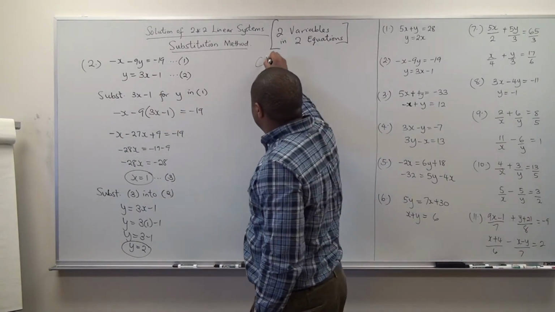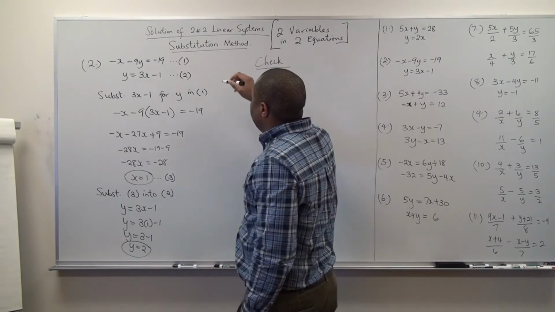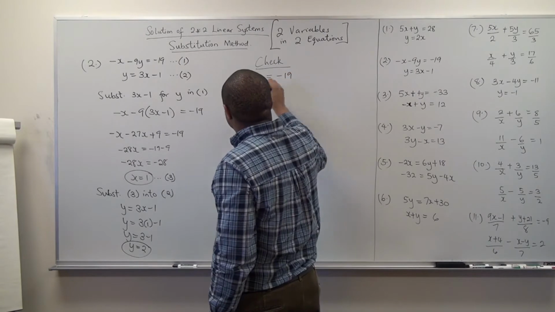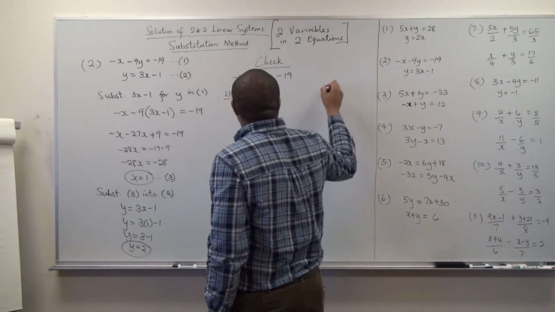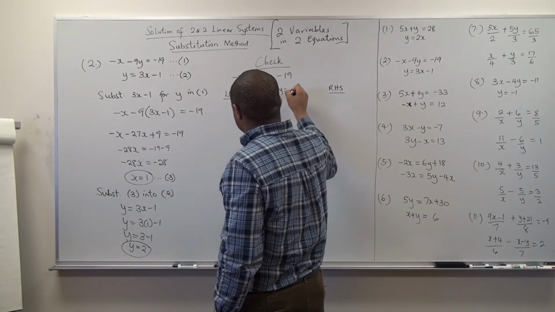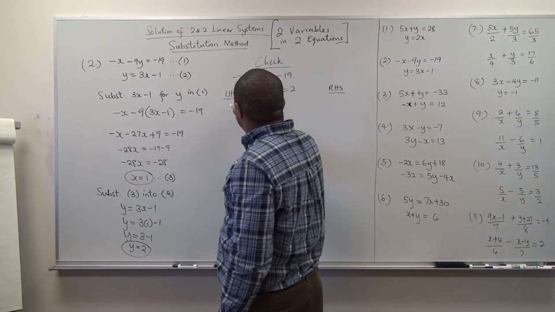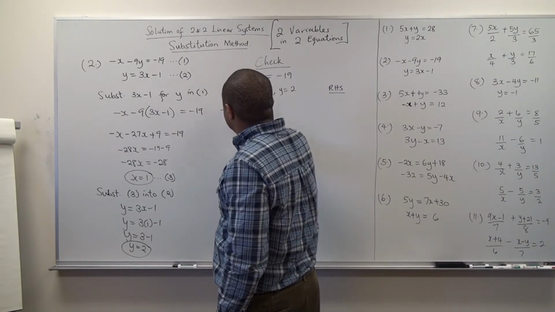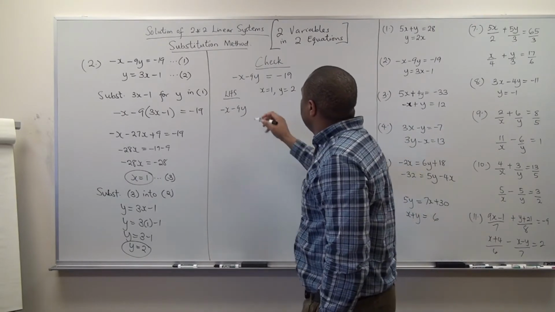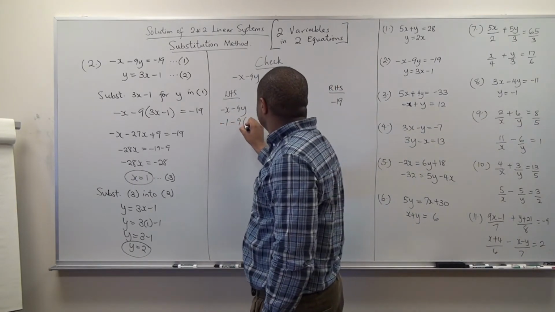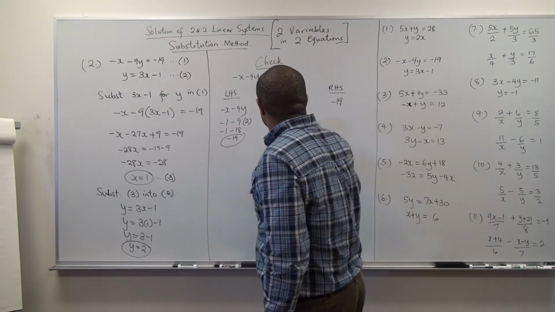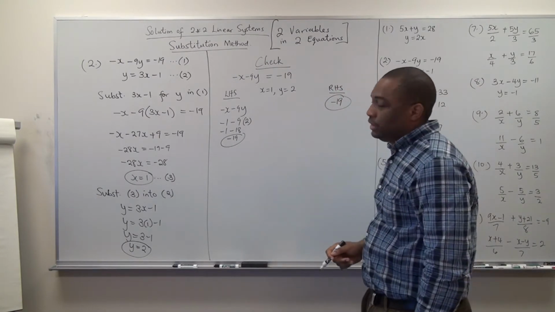Then the next thing we do is to check our work. For the check, we now have negative x minus 9y equal to negative 19. Left hand side, right hand side. And of course our x is 1, our y is 2. So left hand side here is negative x minus 9y. Right hand side here is negative 19. So this is negative 1 minus 9 times 2. Negative 1 minus 18, negative 19. It is correct for the first equation.